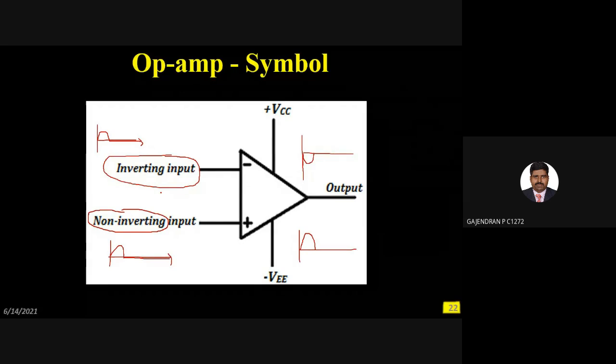Clear this thing? So here, if you have a positive going input, the output due to that one will be negative going. In case of non-inverting, if we have a positive going input, the output also will be positive going. Clear these things?